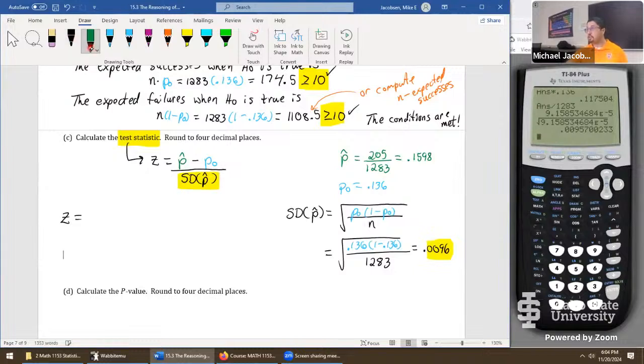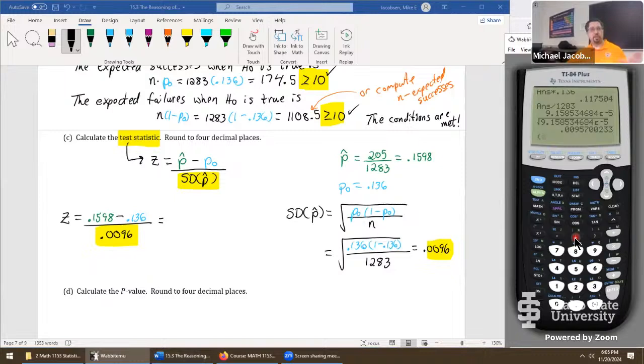So Z turns into just dumping things in as we see them, going left to right, top to bottom: 0.1598, subtract P naught, which is 0.136, divide by the standard deviation at 0.0096. And you know, the standard deviation is actually pretty small. The difference in the numerator looks significant, so it looks like this could be a lot of standard deviations. So let's take a look.